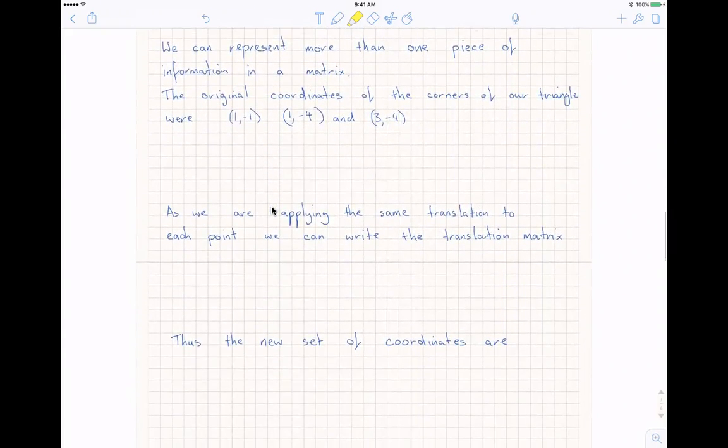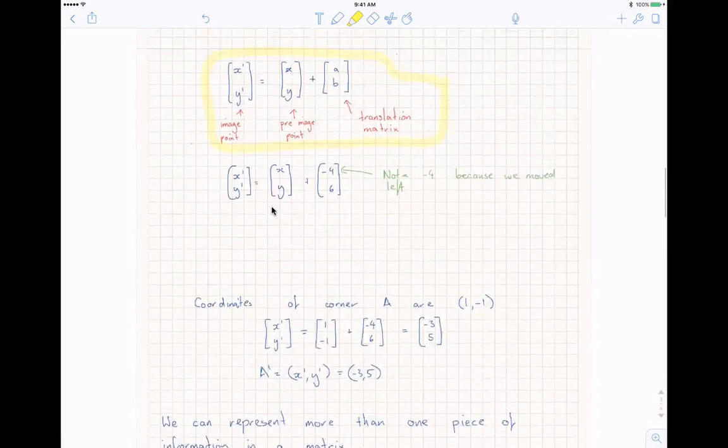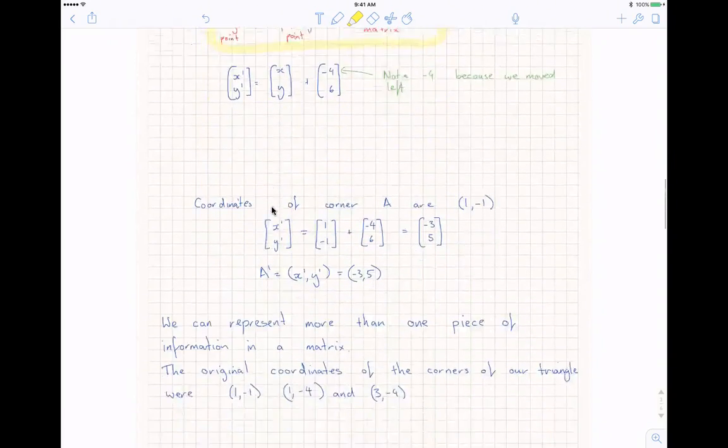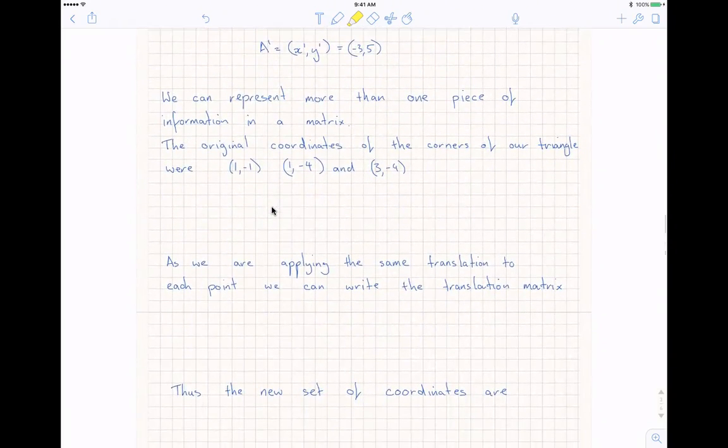So we can actually represent more than one piece of information in a matrix. If we take all the coordinates of the corners of our triangle, we've got 1, minus 1; 1, minus 4; 3, minus 4. That's just the coordinates of that blue triangle. If we put them all into a matrix, we can write them like this: 1 and minus 1, 1 and minus 4, 3 and minus 4.